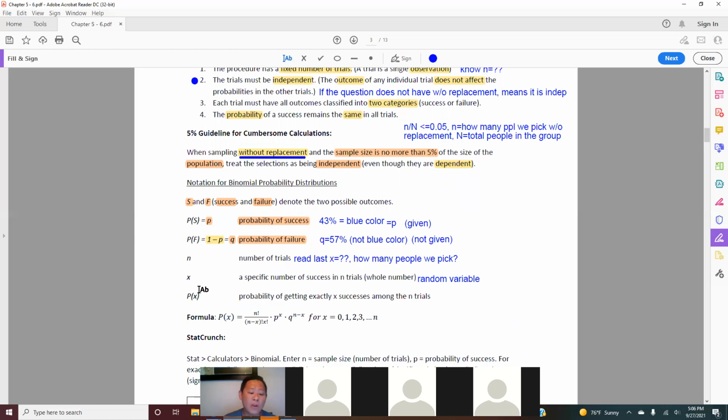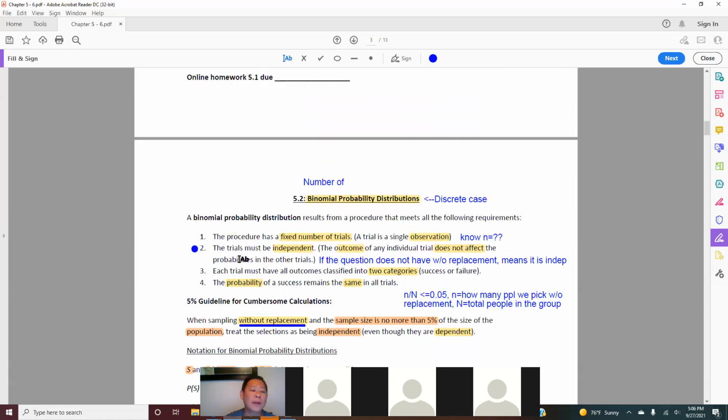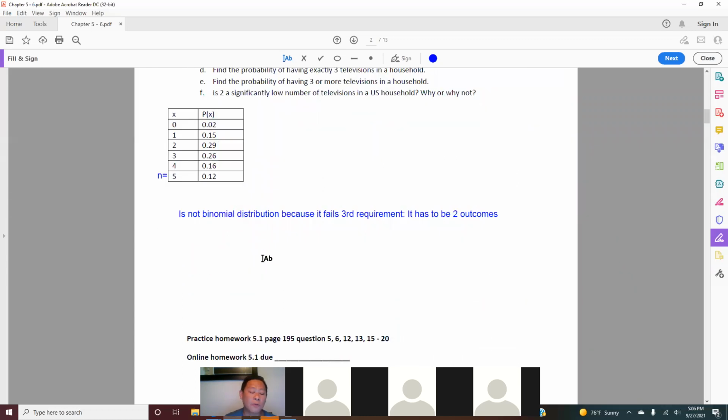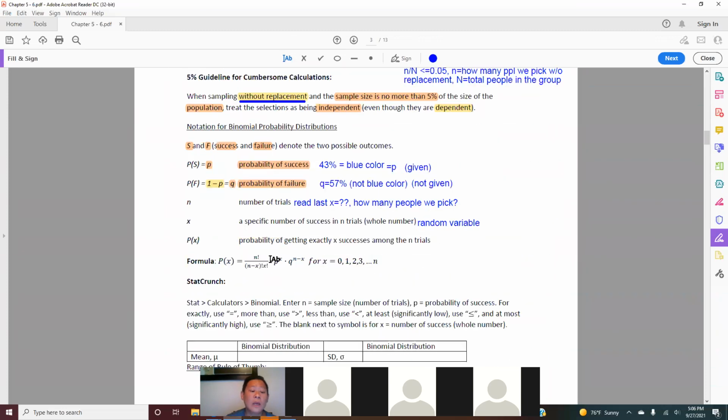Then when you have the P in front of the X, it is talking about the probability of you getting that X number of successes. An example is, what is the probability of getting exactly 1? Your answer is 0.15, the one that we just did, 5.1. So they will use the word exactly in this case.